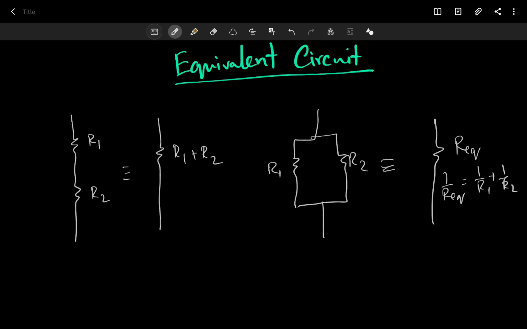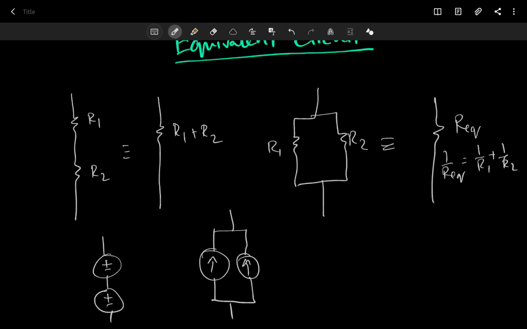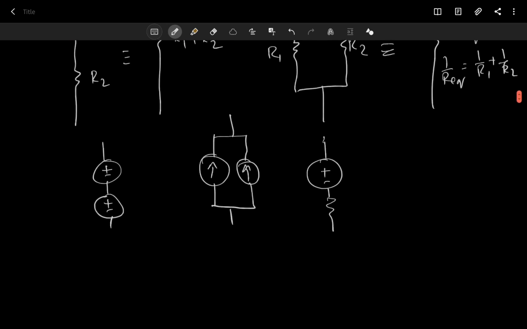Yeah, we have seen this before, series and parallel combinations of resistors. Now we'll talk about them in general. You can have, for example, voltage sources in series, or maybe current sources in parallel, or maybe a voltage source in series with a resistance or something like that. You can have a lot of combinations, right? So we will talk about them here.